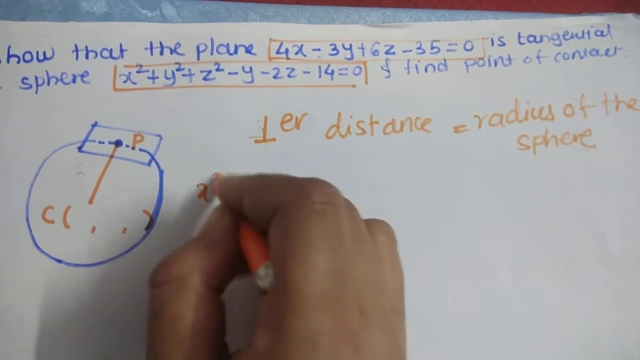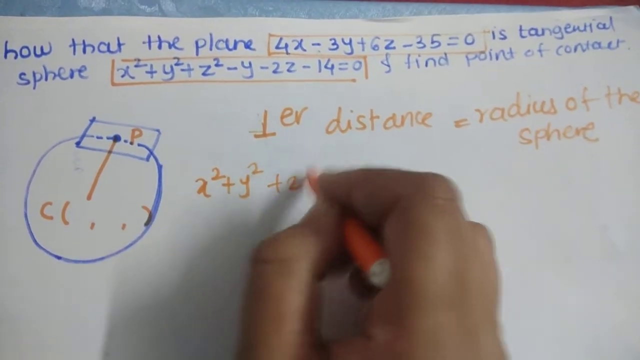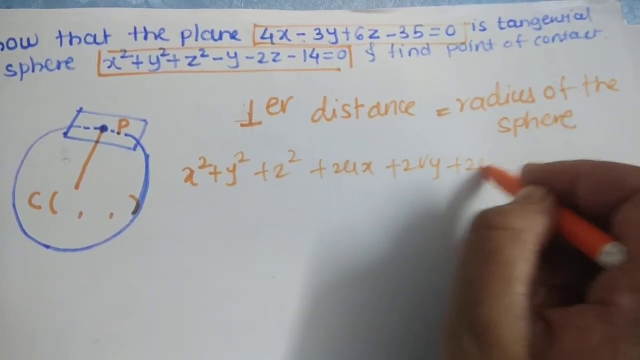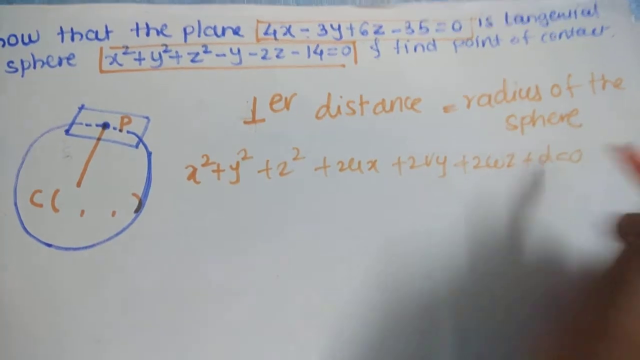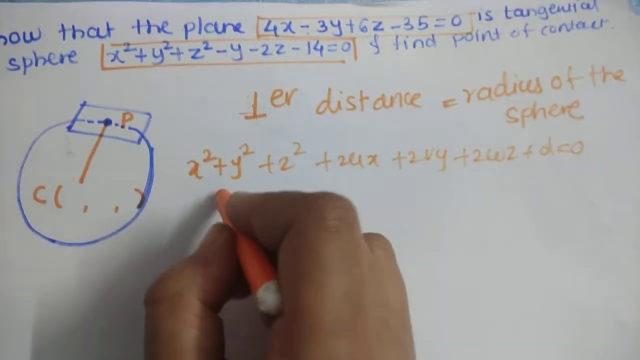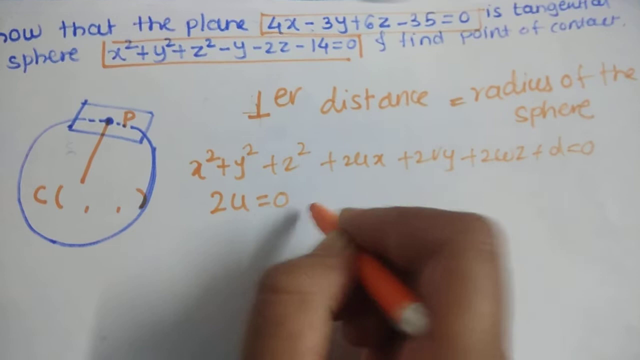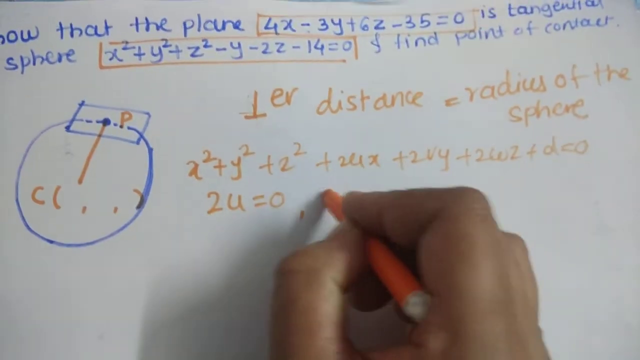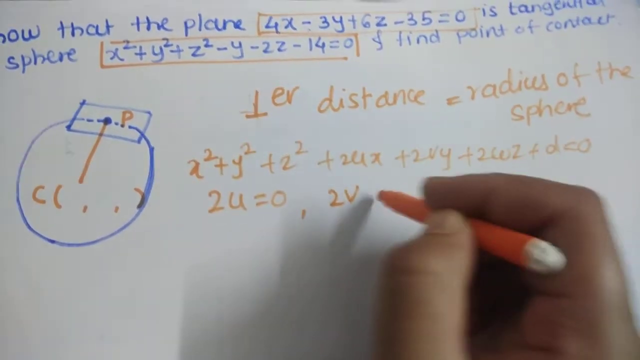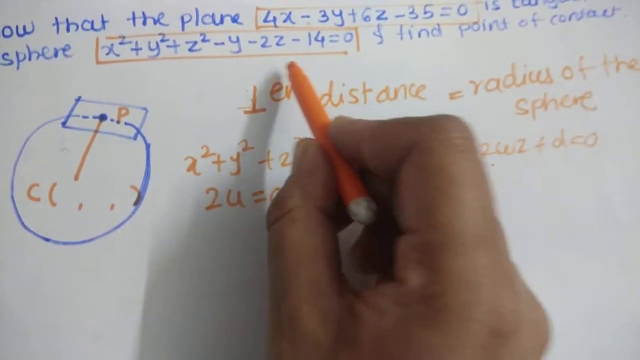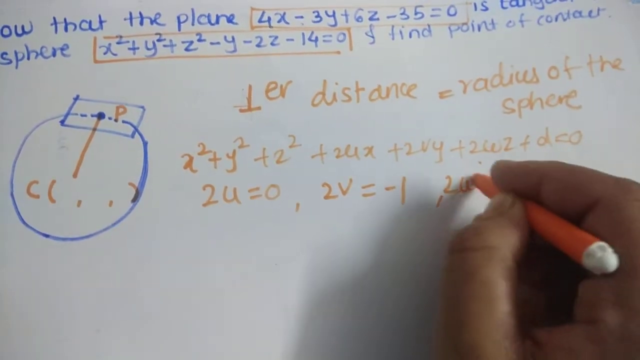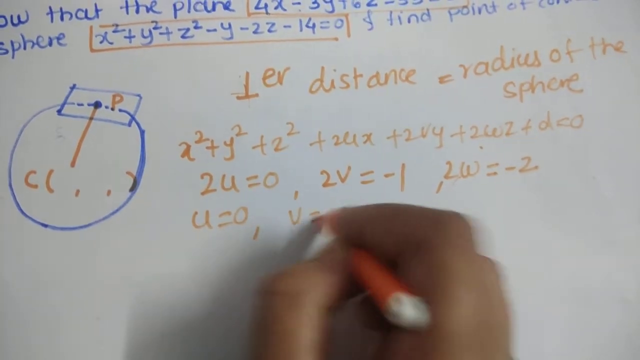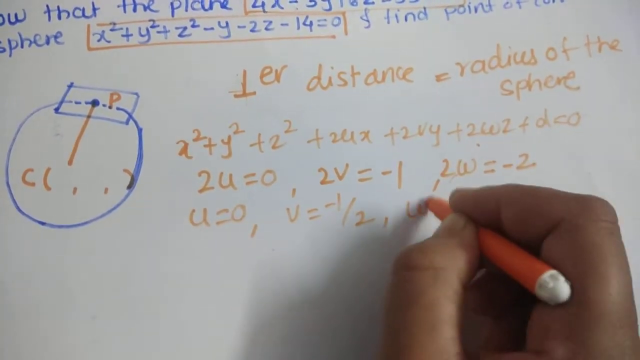So what is the general equation? x square plus y square plus z square plus 2ux plus 2vy plus 2wz plus d equal to 0. So compare this equation with the general equation. So what we have? 2u equal to 0 because here there is no coefficient for x. Now 2v equal to what? 2v equal to minus 1. 2w equal to what? Here minus 2. So u equal to 0, v equal to minus 1 by 2 and w equal to minus 1.